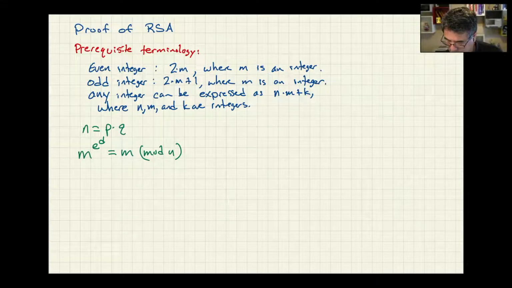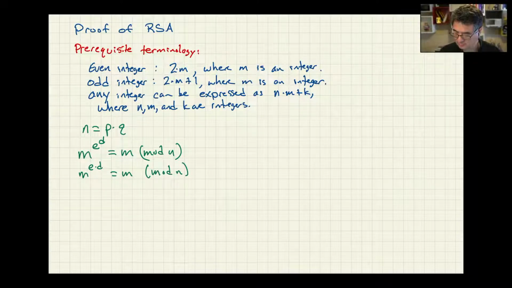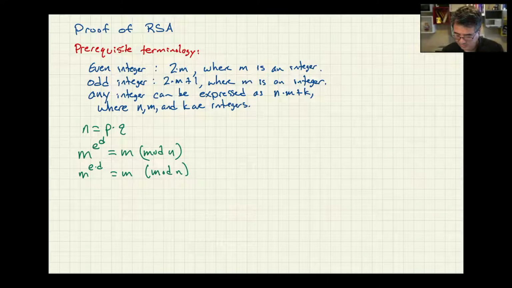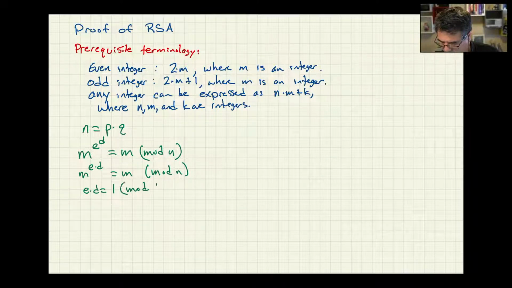Well, we know that if we raise a power to a power, we can just multiply them. So what we really need to do is show that e times d is equal to 1. And on the previous page over here, I kind of glossed over that. I said they're equal to 1, but they're equal to 1 mod a different number. So what we need to show is that e times d equals 1 mod the totient of n.